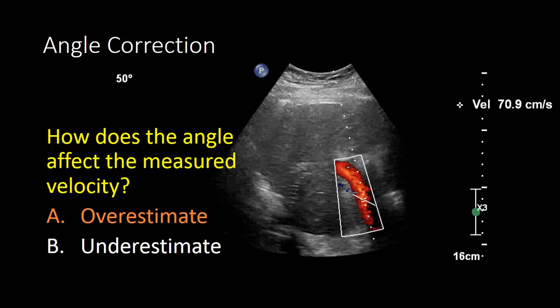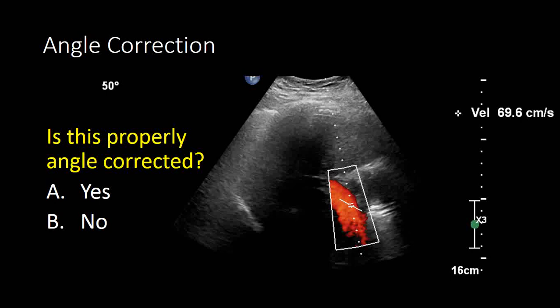So it is an overestimate. The blood flow within this portal vein is likely less than 70 centimeters per second. Here's another case that's a little more tricky, and we'll go into why. So pause the video and decide whether or not you think this is properly angle corrected.